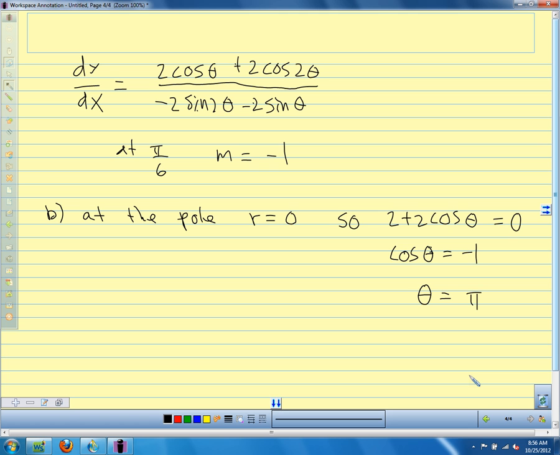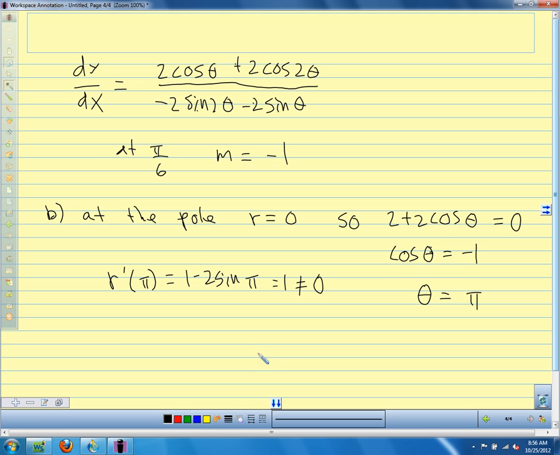And I need to verify that r prime of pi is not 0. So r prime of pi is 1 minus 2 sine pi equals 1, so it's not equal to 0. So the slope at the pole, theta equals pi, is my tangent at the pole.